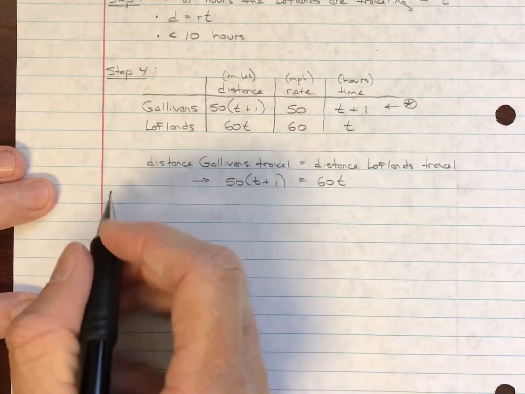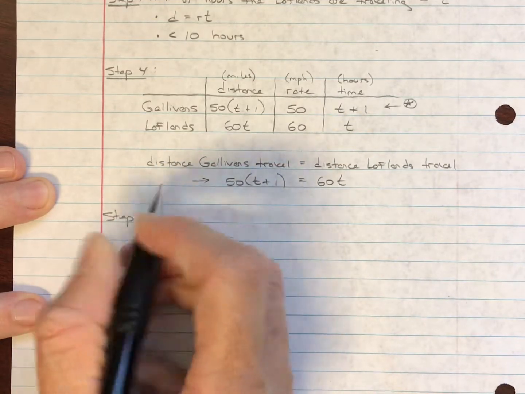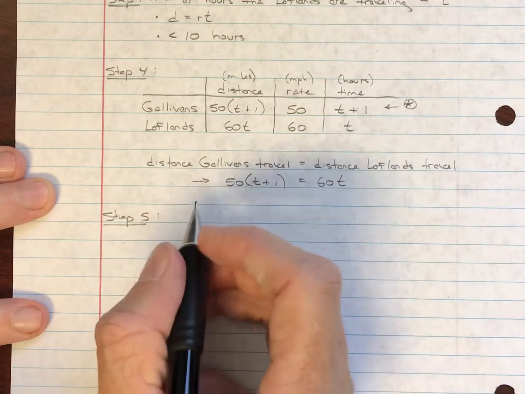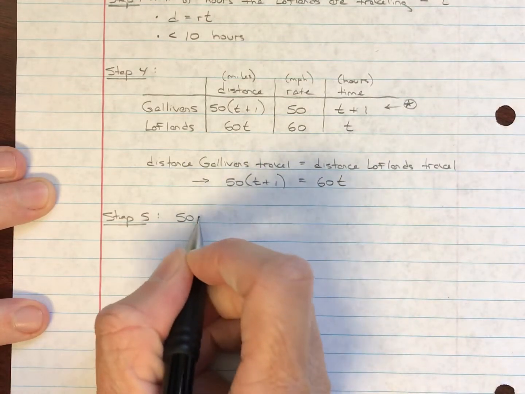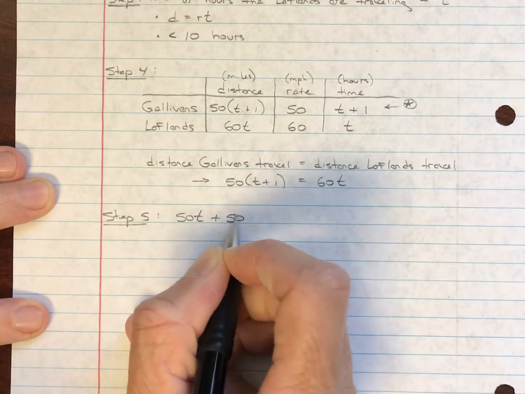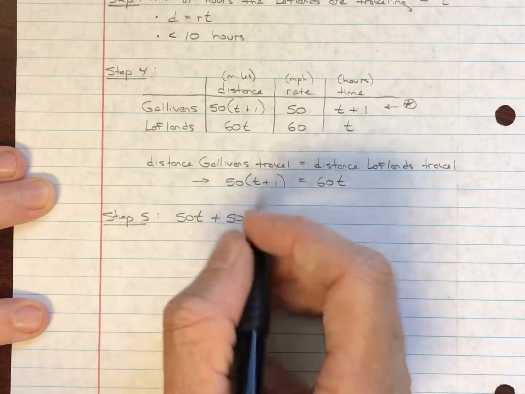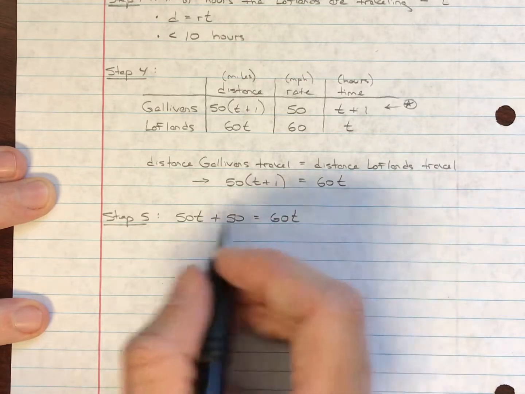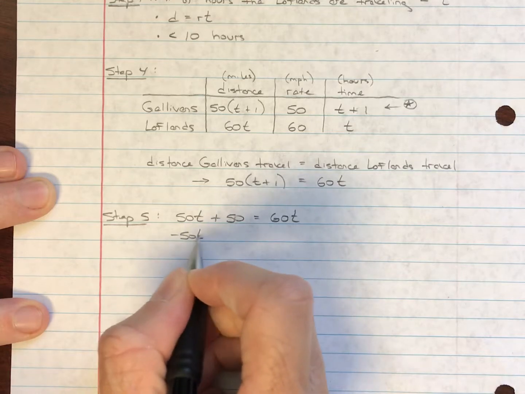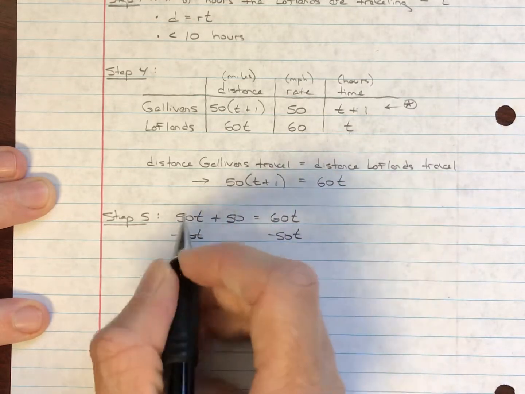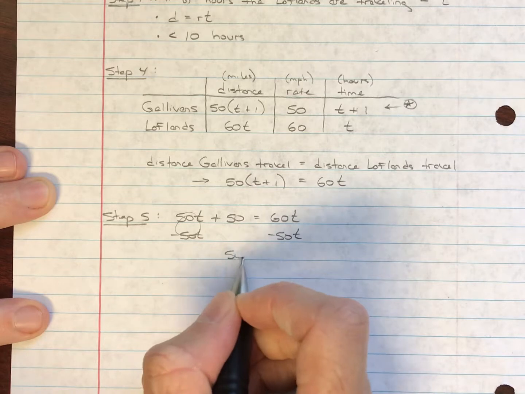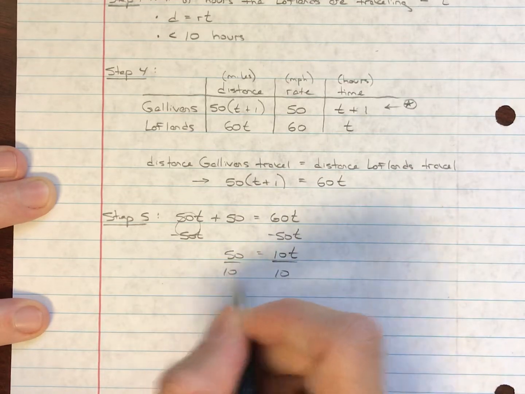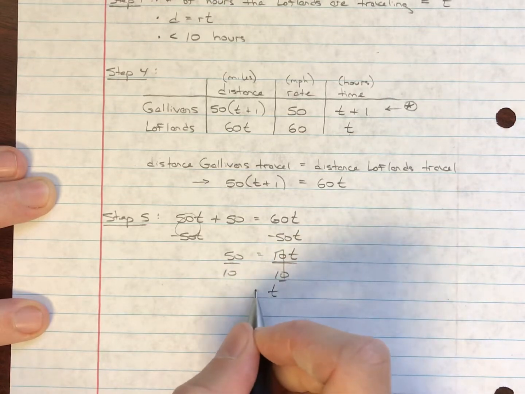Let's go ahead and solve this equation. That's step 5. Again, step 4 is the hard one. It takes the most practice. So I have 50t plus 50. I'm going to distribute the 50, and that's equal to 60t. I'm going to bring my t's to the right, so I'll subtract 50t from both sides, and I have 50 equals 10t. I want to solve for t, so I'll divide by 10, and I have t is equal to 5.